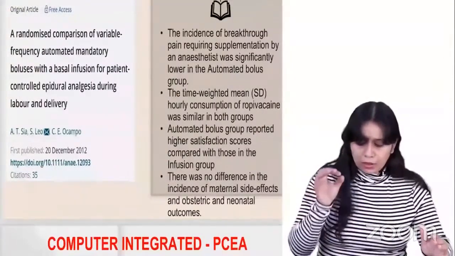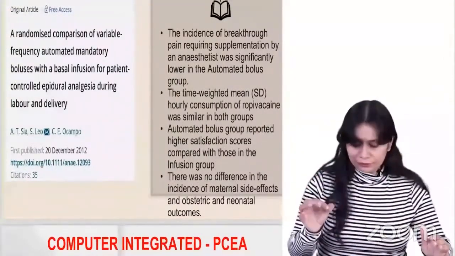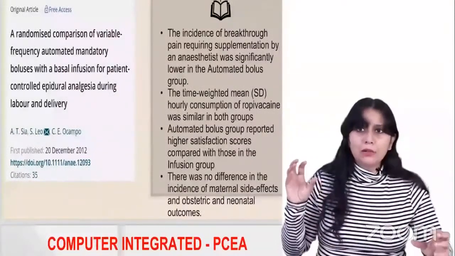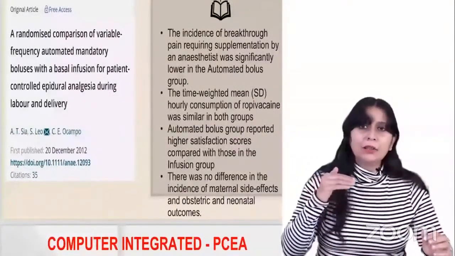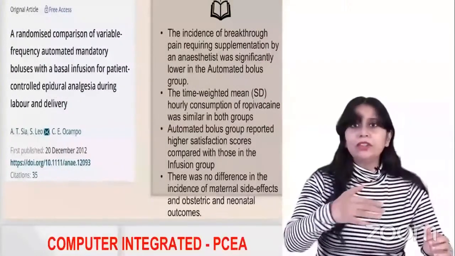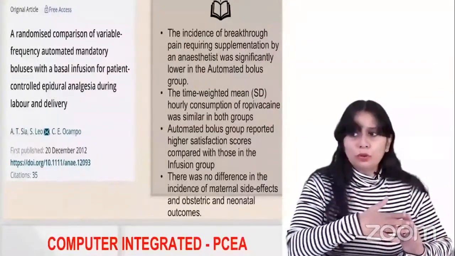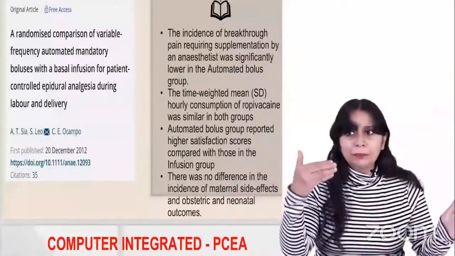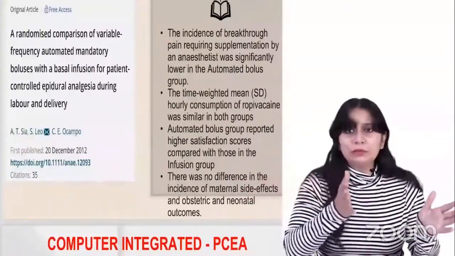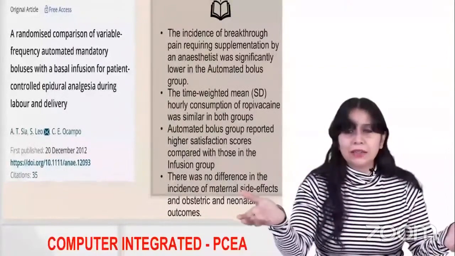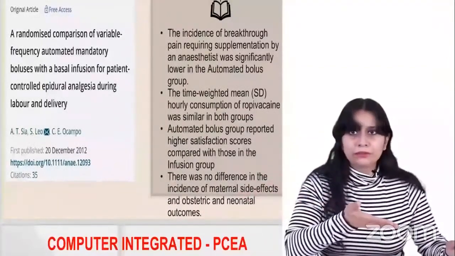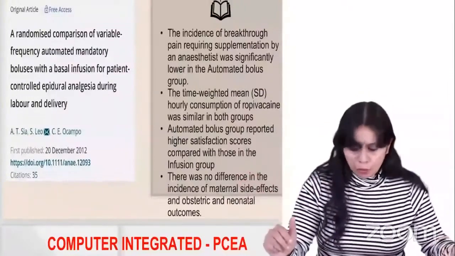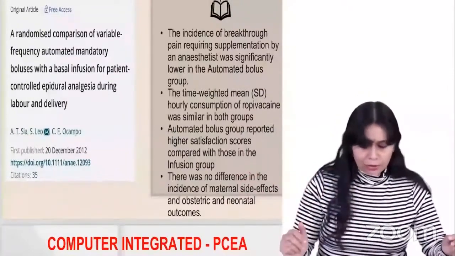Why go for intermittent boluses? Because automated bolus has a higher satisfaction. Because what happens? A good amount of drug under pressure is delivered to the epidural space. So diffusion of the drug over the larger space is good and patient analgesia is better. So we get an intense, better analgesia rather than a slow baseline infusion. So when a bolus was coming with pressure, it was providing more analgesia.